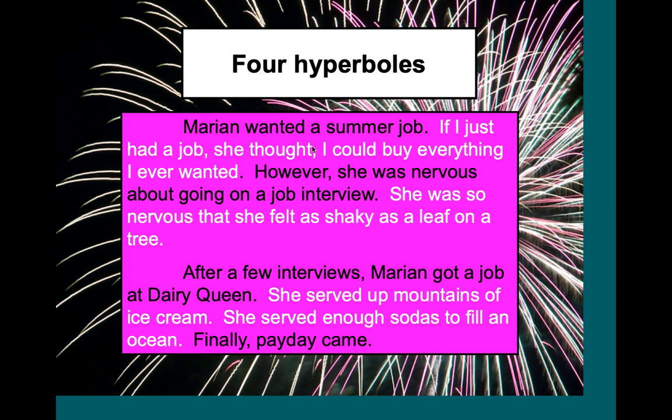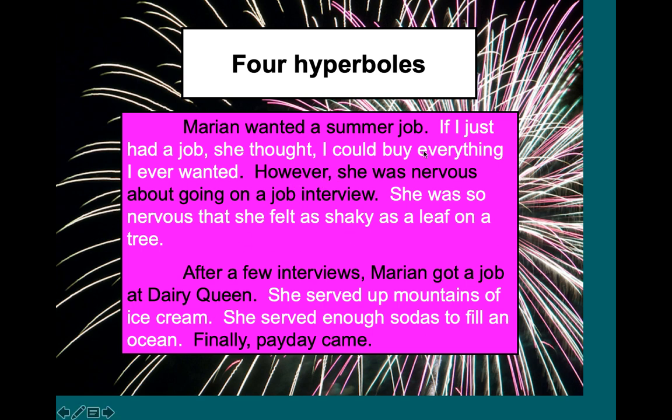Right here. If I just had a job, she thought, I could buy everything I ever wanted. Really? Who can buy everything they ever wanted? Like, seriously. That's an exaggeration. That's a hyperbole. And it means that if she had a job and had money, she could buy herself stuff. And she would be able to take care of herself and get the things that she needs. Not necessarily everything that she wanted, but pretty sure the things she needs.